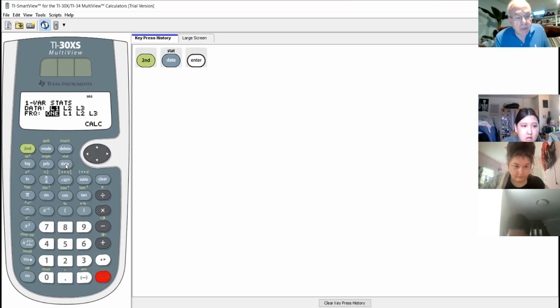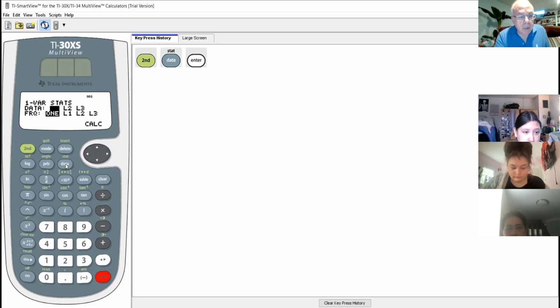Now, what it's asking for here is which list is the data in. If you have more than one list of data, then you have to tell the calculator which one you're looking at. It's automatically going to L1 because that's what is highlighted. If the data was in L2, you'd have to scroll over with your right arrow button and hit enter, so L2 would be highlighted. But in this case, we just have the data in L1.